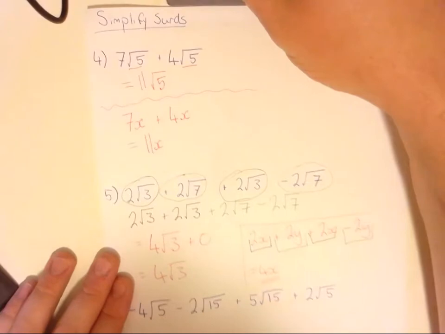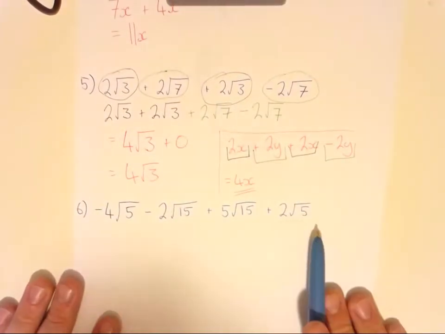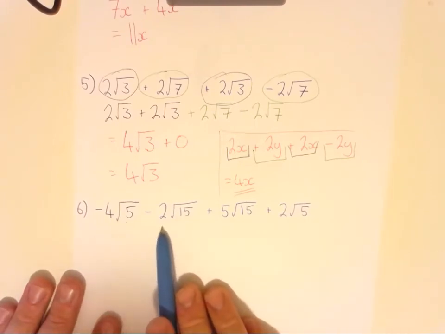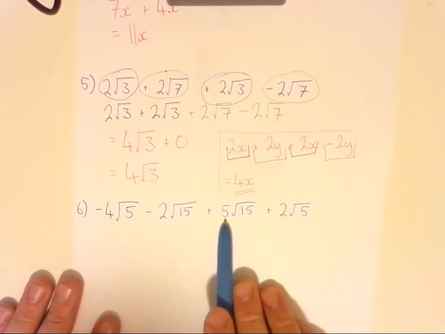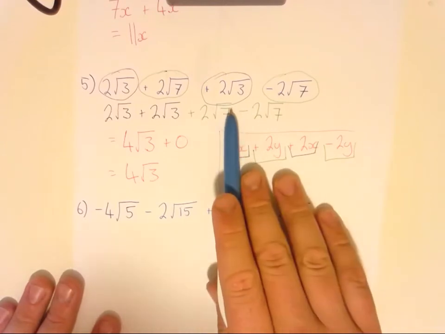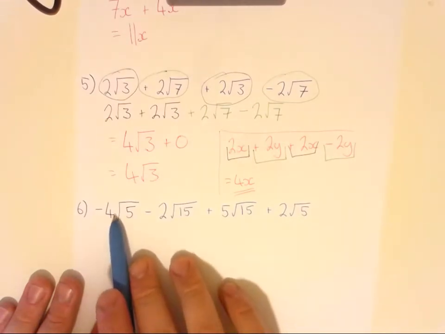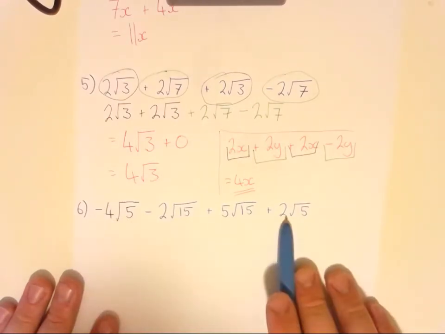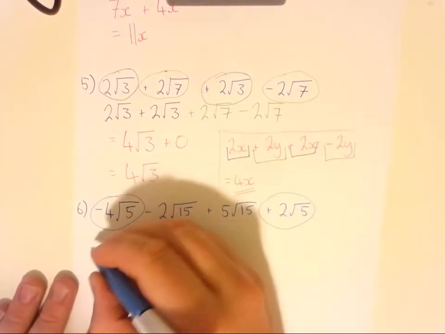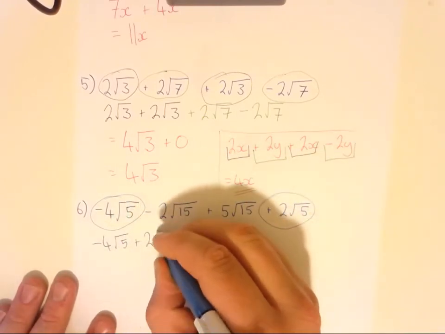The next question we're going to have a quick look at is this one here. So this one's a little bit harder again. Alright, again we have negative 4 root 5 take 2 root 15 plus 5 root 15 plus 2 root 5. And like we did with our previous question, we need to identify our like terms. I have some coefficient root 5, another coefficient root 5, so those are both like terms, so I'm going to write them together. Negative 4 root 5 plus 2 root 5.